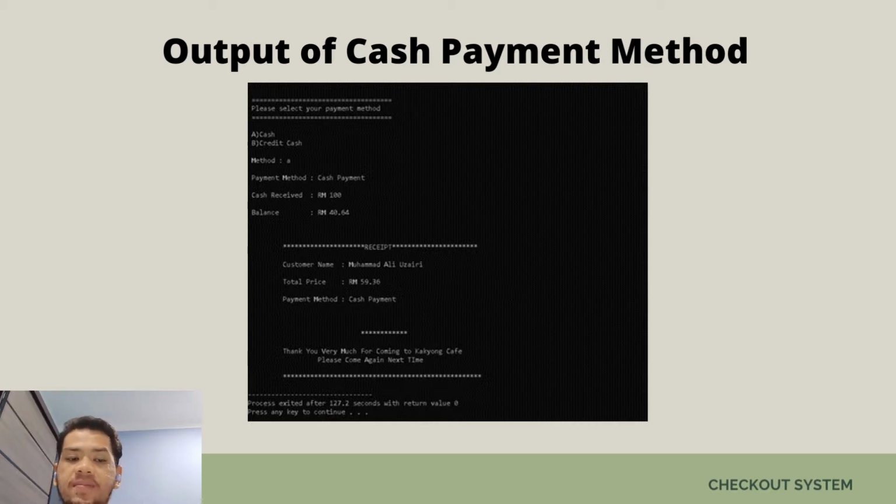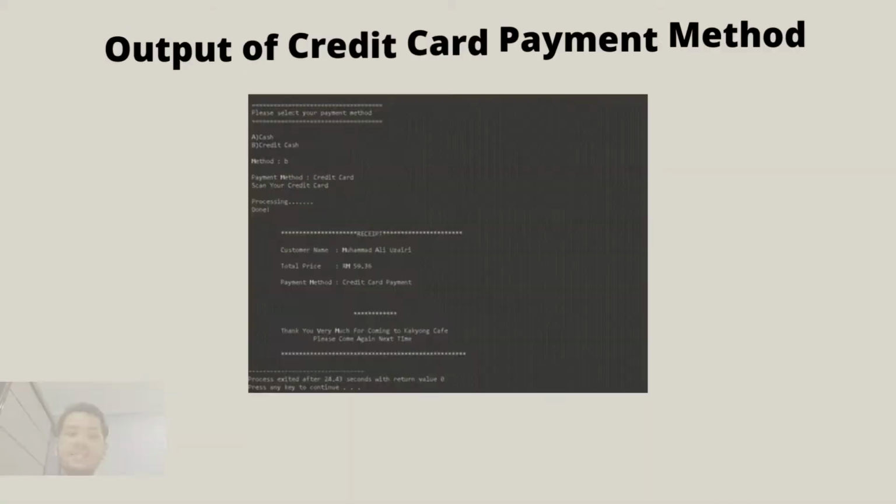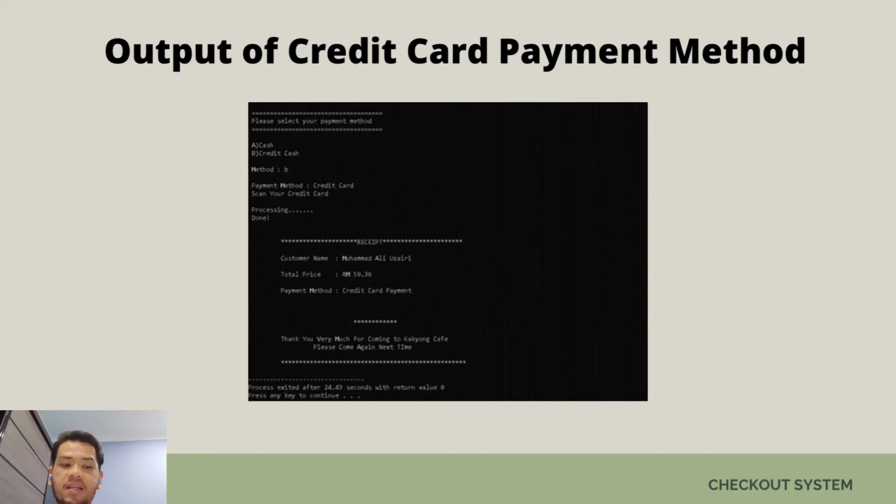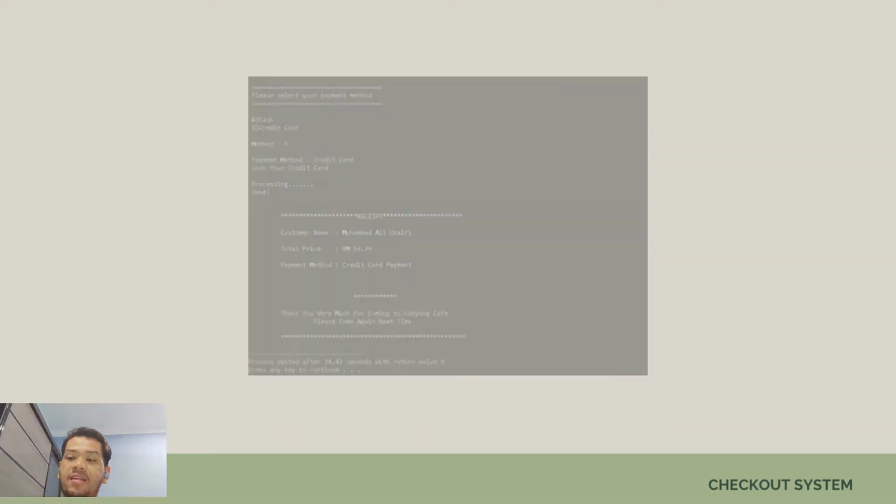This program will ask the customer to insert how much cash to pay the total order. Then this program will calculate the balance of the cash. At the end of the program, it will display the receipt that includes the customer name, total price of the order and cash payment method. This is the output of the credit card payment method. If the customer wants to pay using credit card, the program will ask the customer to scan their credit card. At the end of the program, it will display the receipt that includes the customer name, total price of the order and credit card payment method. Next, I will show you how this program is working.